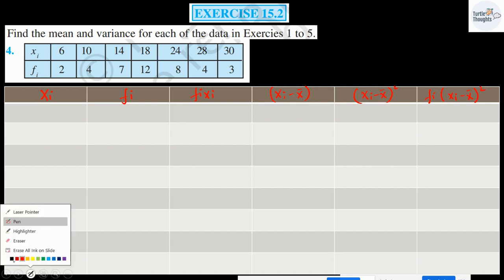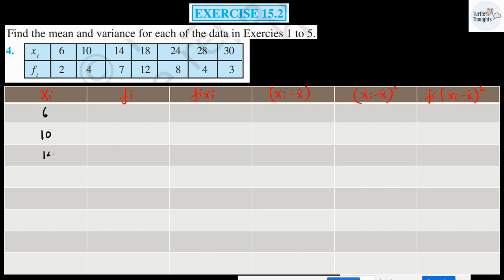Let me make a note of the given data. xi is given and fi is also given. 6, 10, 14, 18, 24, 28, and 30. This is going to be my xi. Fi is going to be 2, 4, 7, 12, 8, 4, and 3.